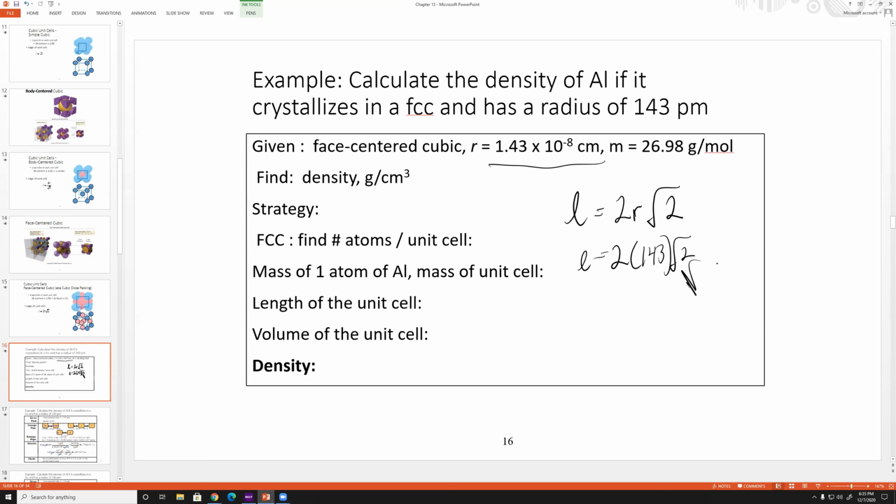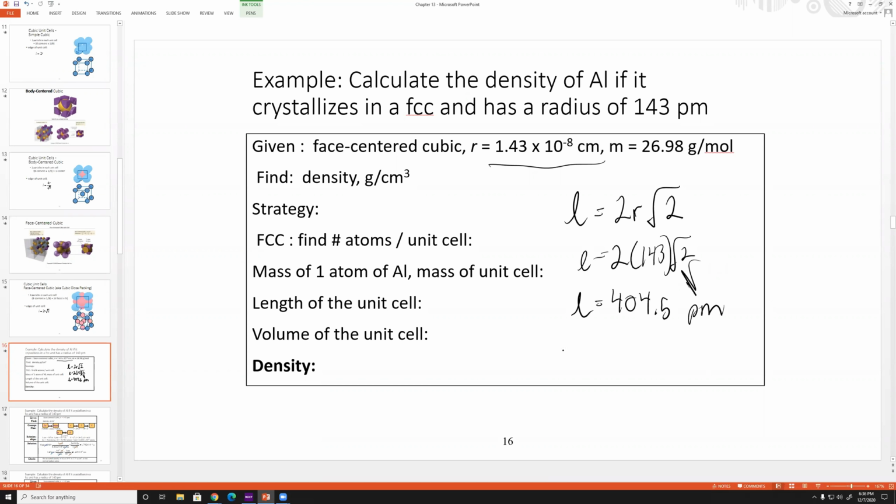That equals 404.5 picometers. That makes sense. All right, so now we want to convert these picometers into centimeters.